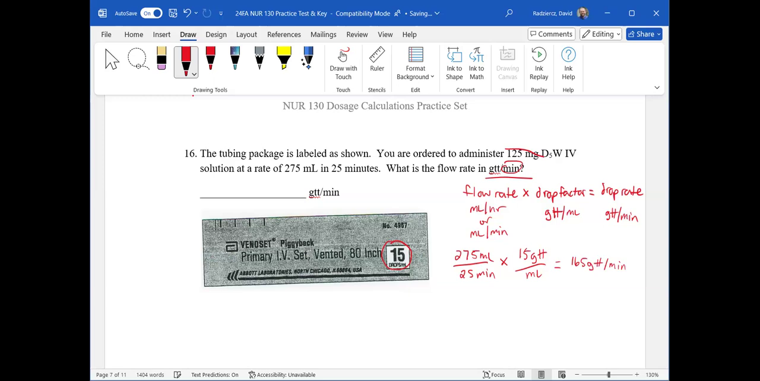Now, something you need to know is you always have to give them a whole drop. You can't give somebody a partial drop. It's either they get a drop or they don't get a drop. There's no half drop. There's no 0.25 drop. It's a whole number. So if you got an answer of like 24.45, okay, you would just say 24 drops.